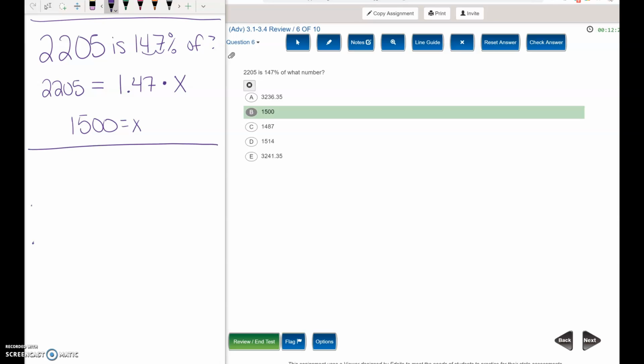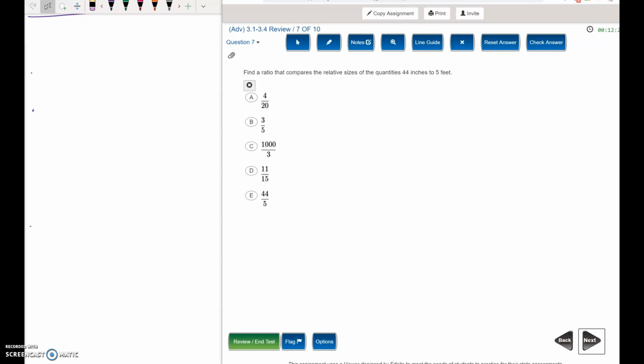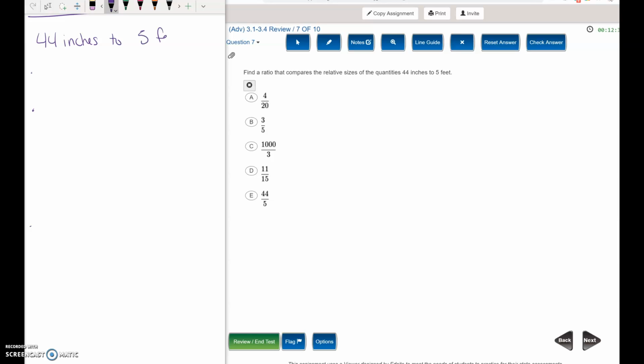All right. Next up is find a ratio that compares the relative sizes of the quantities 44 inches to 5 feet. Do you remember the trick on these problems? Take the bigger one and convert it into the smaller measurement. So 5 feet is the bigger one. We need to change 5 feet into inches.